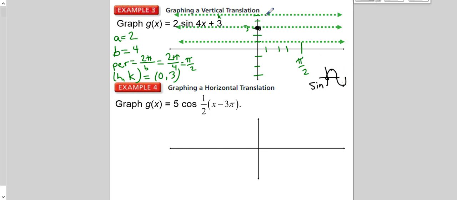So middle, up, this first spot, we're going to go up, go forward 1 spot, go back to middle, then down, and back to middle. Here's our first hill and our first valley. And we have 1 full cycle ending at pi over 2.